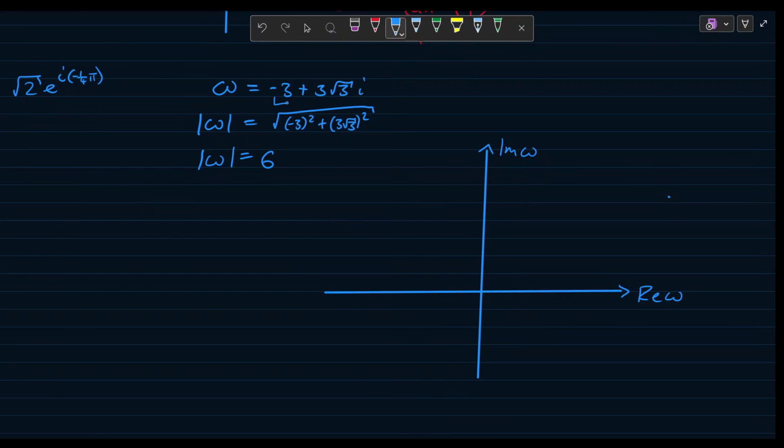And so we're moving -3 units in the real axis, so -1, -2, -3, and then 3√3 i units in the imaginary axis, so about 5 units. 1, 2, 3, 4, just slightly over 5 is where we're going to have 3√3 i. So it means our complex number omega will be here. So let's draw a line from the origin to our complex number. So the argument of omega is going to be this angle over here.